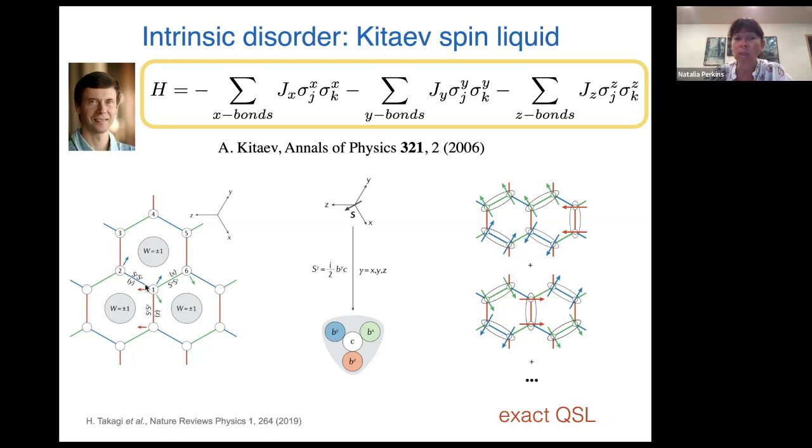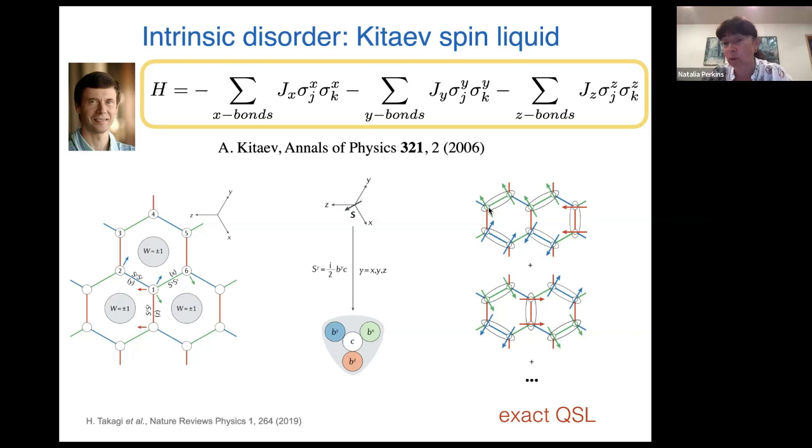And what is important is that this model is exactly solvable, and it comes from the fact that on each of the plaquettes we can define a plaquette operator, and all these quantities commute with the Hamiltonian, so they're all conserved quantities, and they also commute with each other. So this is the reason behind the exact solution. The way Alexei Kitaev solved this model is by representing spin operators with the help of Majorana fermions. And again, already from the classical point of view, we see that we cannot satisfy the interaction on all the bonds.